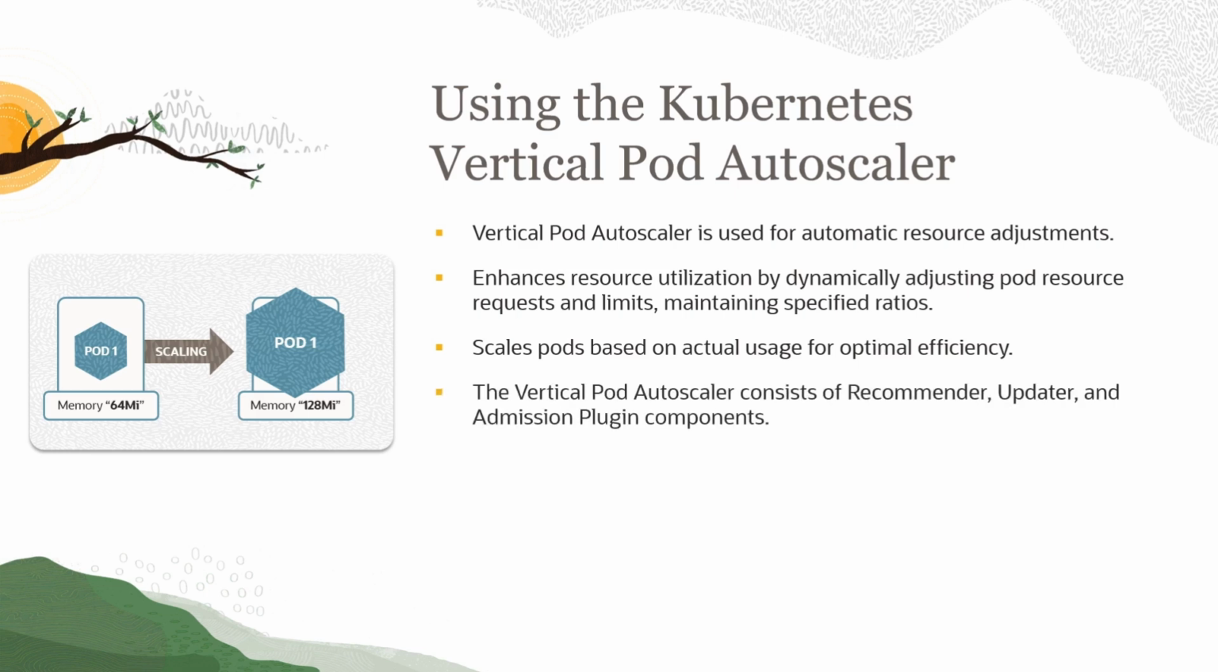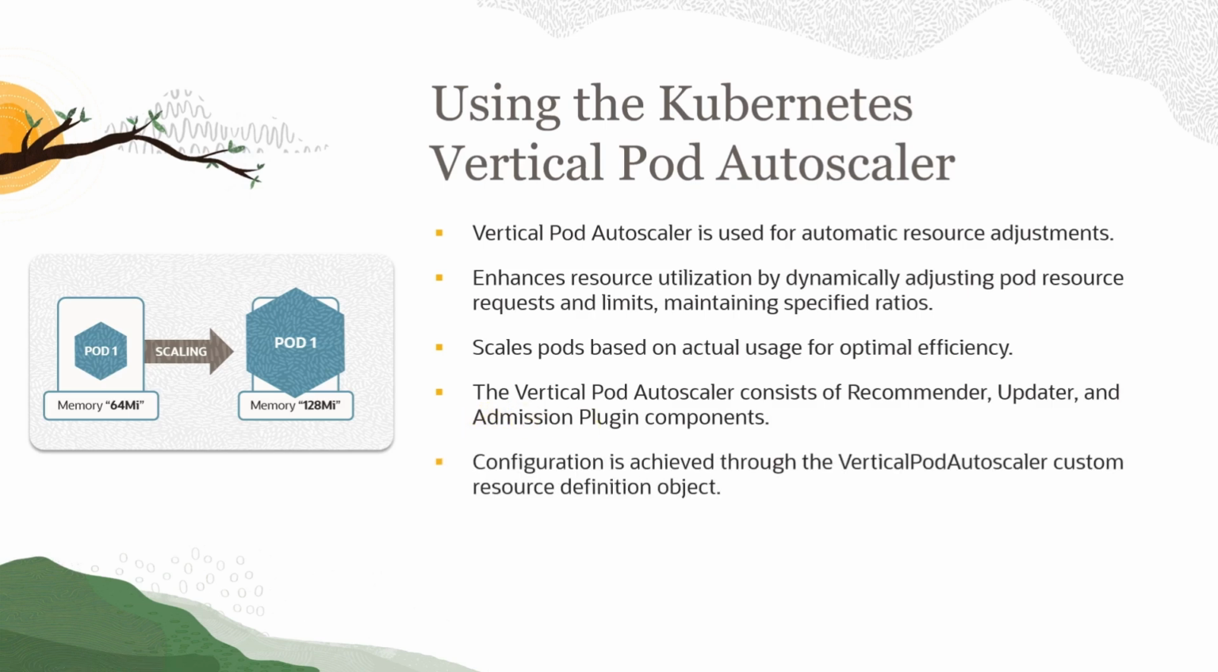The vertical pod autoscaler operates through 3 key components. The recommender monitors current and past resource consumption, providing recommended CPU and memory request values. The updater identifies pods with incorrect resources, deletes them, and recreates them with updated request values. And the admission plugin sets correct resource requests on new pods created or recreated by their controller. To configure the vertical pod autoscaler, you'll use the vertical pod autoscaler custom resource definition object.